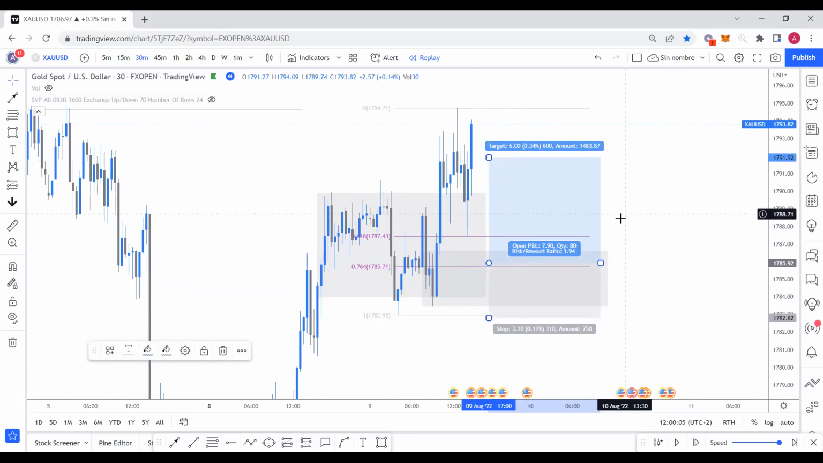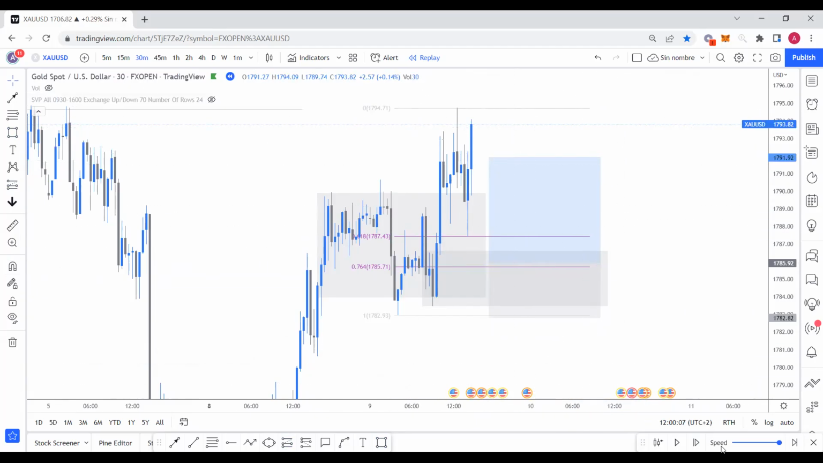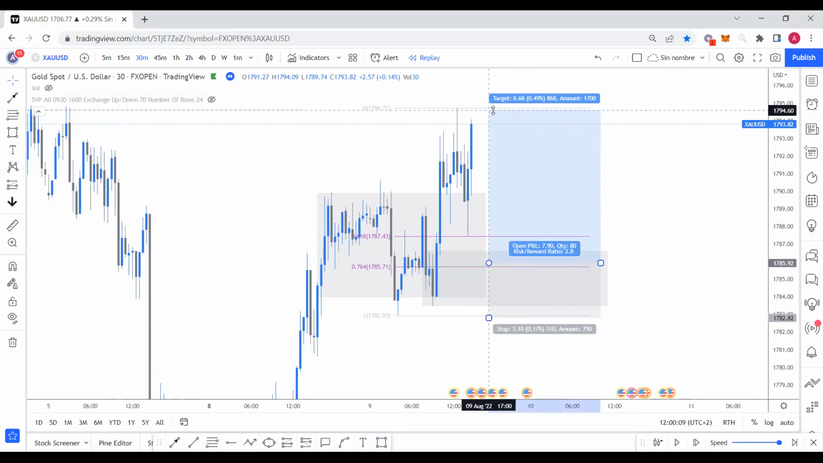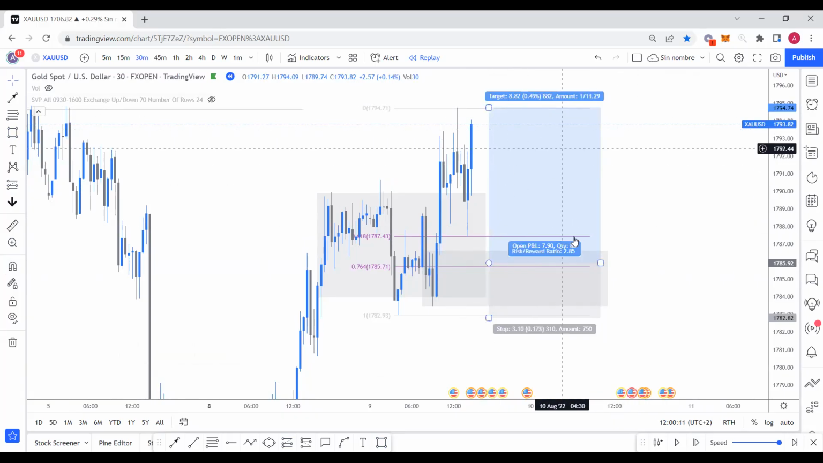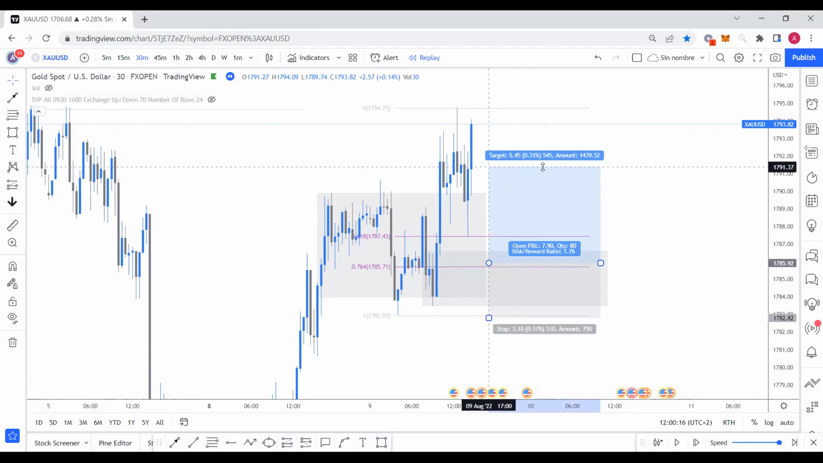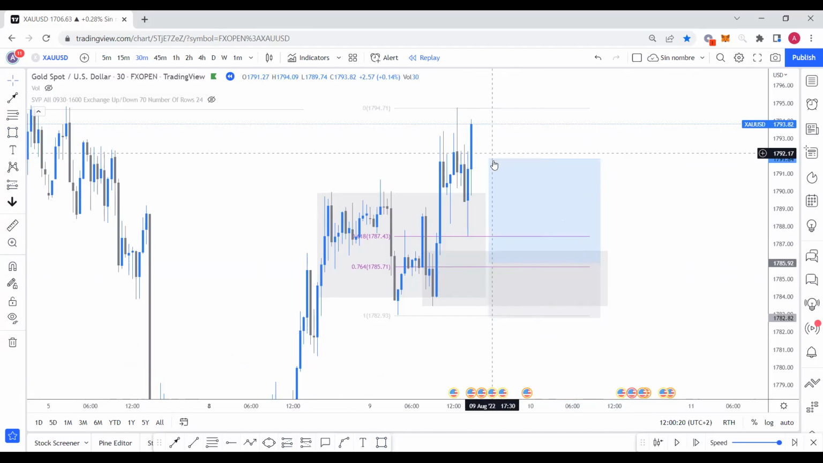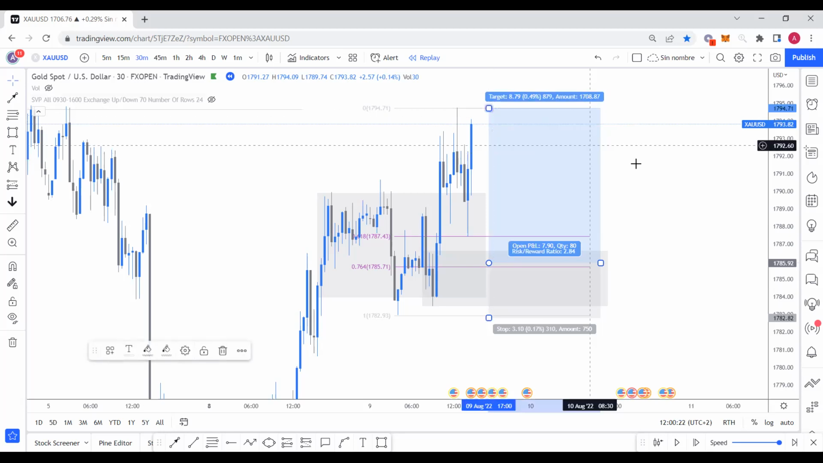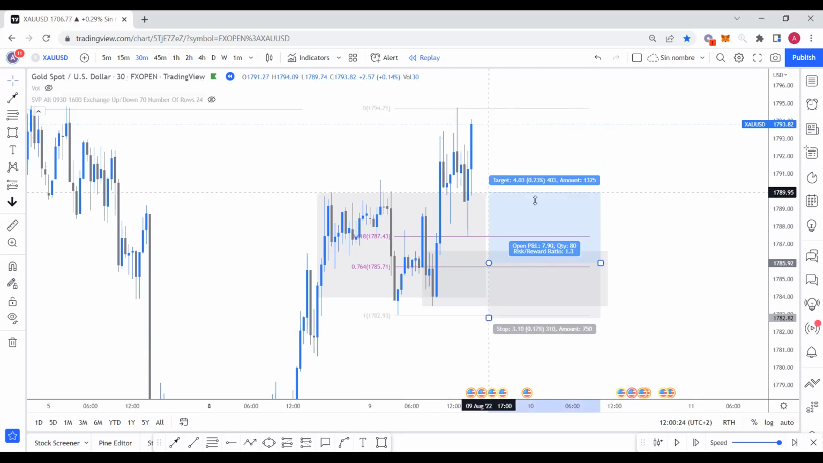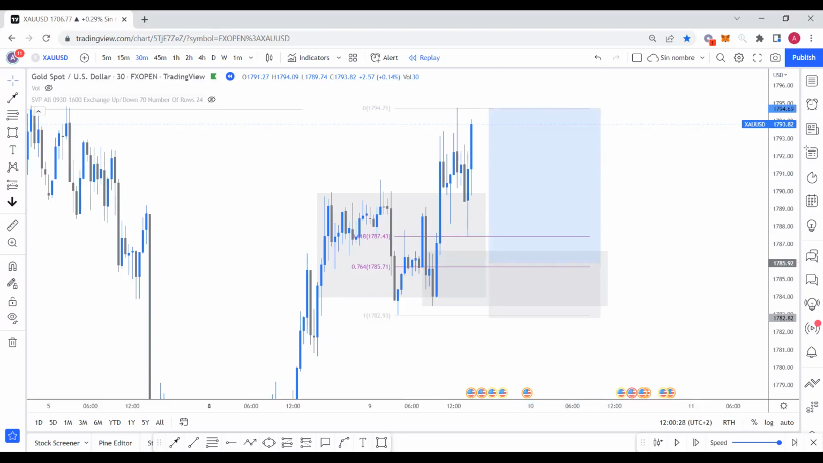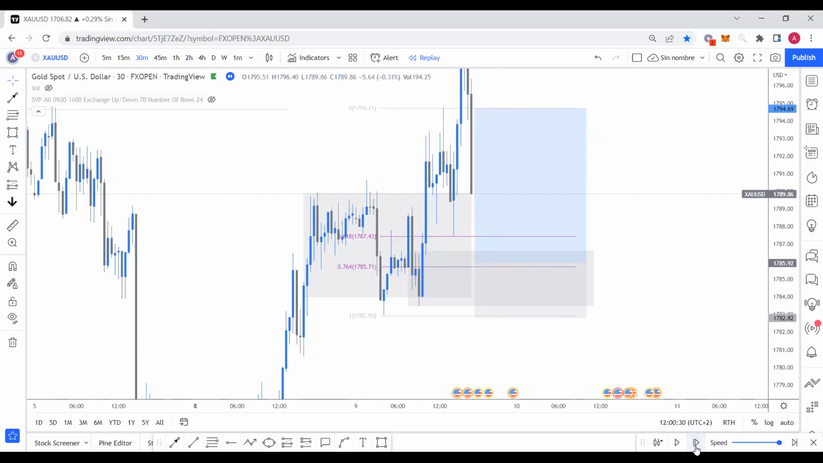Then again, it's the same. Wait for price to come to the zone. This is the 1, 2, 3 risk reward. This is the complete setup. But bear in mind our main take profit is here, at 1 to 2. This is our main take profit. And this is our first take profit, at 1 to 1. So yeah, wait for price to come to the zone.